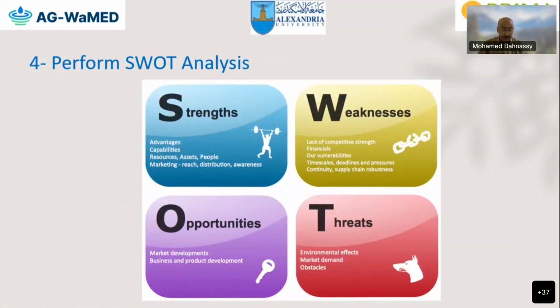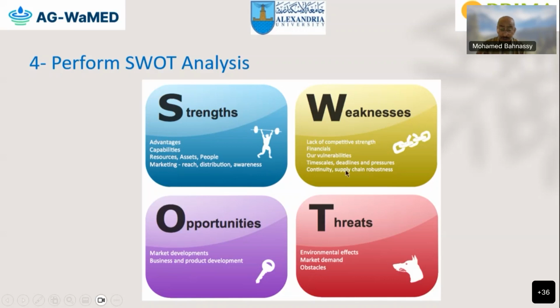The next step, based on the analysis, is to perform SWOT analysis. SWOT analysis concentrates on strengths, weaknesses, opportunities, and threats that characterize the living lab. For example, for the strengths, we look at the advantages, capabilities, resource assets, people, marketing, reach, distribution, awareness. So these are the points of the strengths factor.